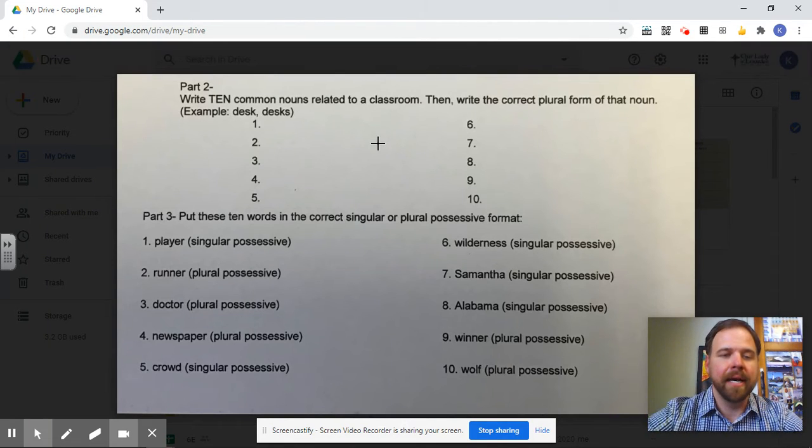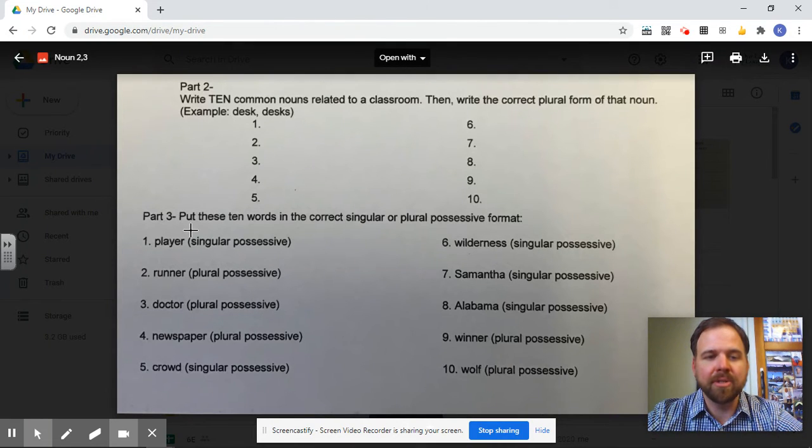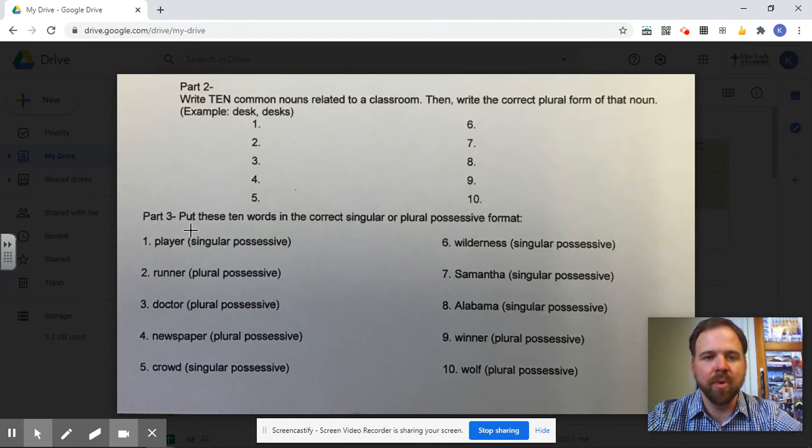All right, now part three is going to be a little tricky, and in fact, probably Monday or whenever we go over this, we'll go over some of the answers in short. But you're going to take these 10 words that I've already given you, and we're going to put them in the correct singular or plural possessive form. Now, if we were in the class, obviously we'd spend a lot of time on this, but since we're doing this online, I'll just tell you a few pieces that are kind of tricks of the trade.